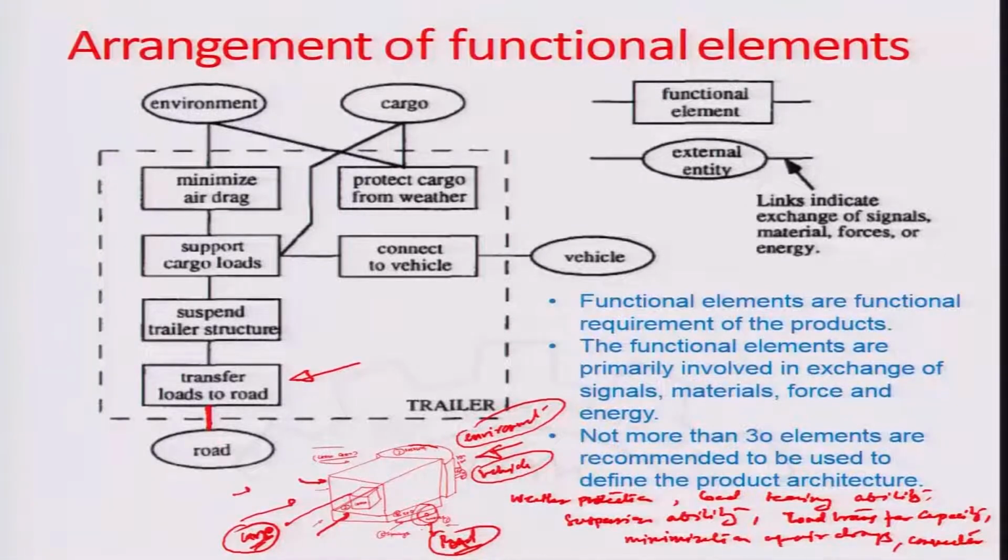Similarly, the suspend trailer structure should in a way be connected through a signal line to the transfer loads to the road, because unless the suspension happens, there is no way that the load can remain away from the road. Okay. And so, only if it is away, there would be a question of the load being transferred from the wheel into the road. Okay.